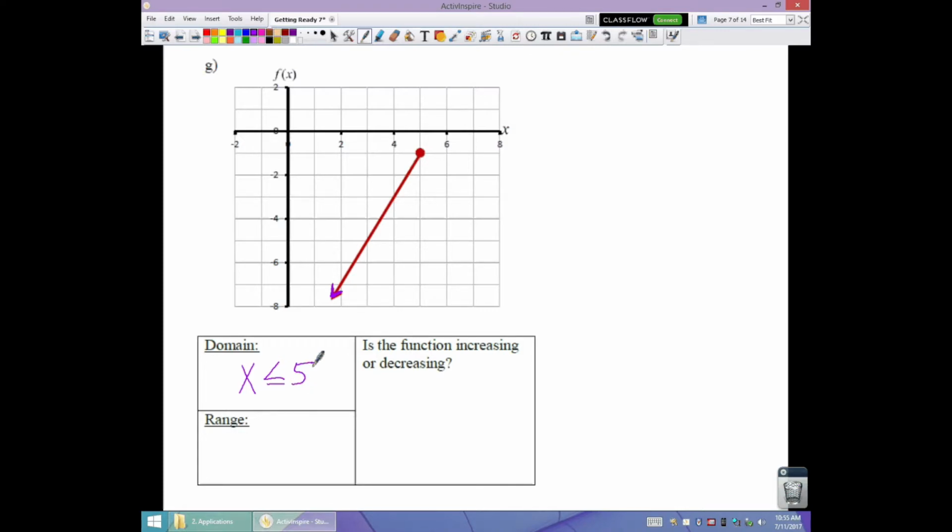The range values, we have everything below this red dot and way beyond what we can see in the graph. So the highest, there is no lowest y value, but the highest is -1. So our f of x values are everything less than or equal to -1. And even though the arrow is pointing down, again, we only read graphs left to right. This function is increasing.